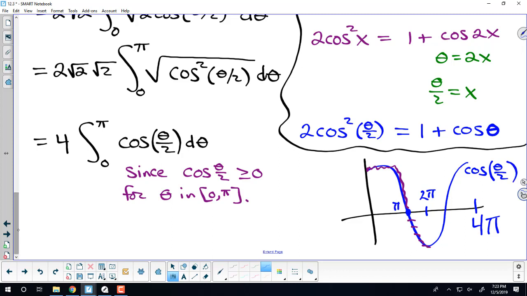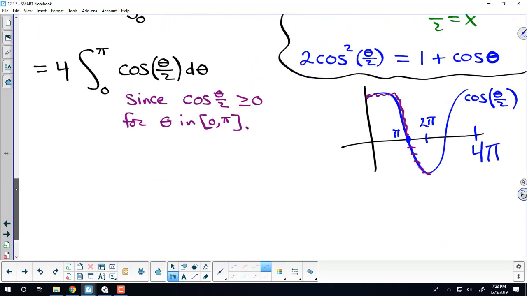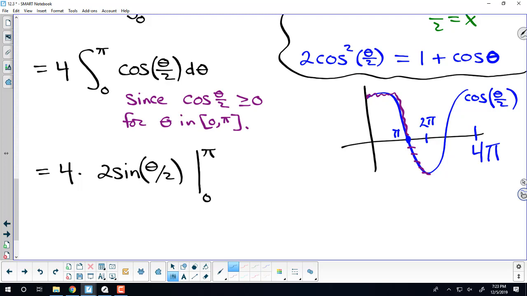Okay, so what is the antiderivative then of cosine theta over 2? 2 sine of theta over 2, from 0 to pi. And then that's our arc length.